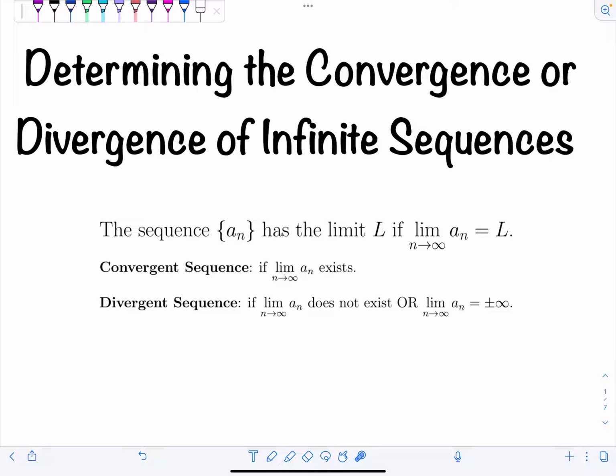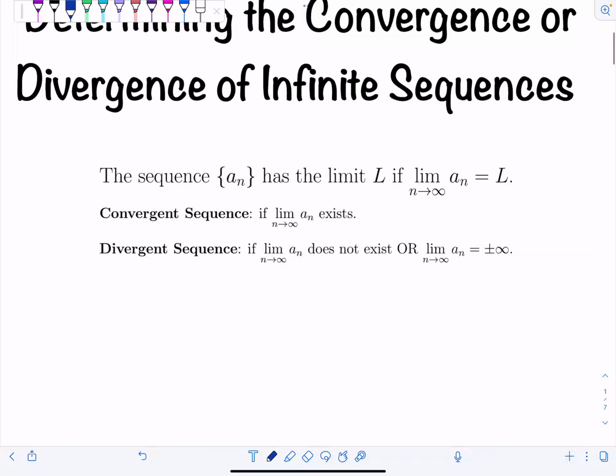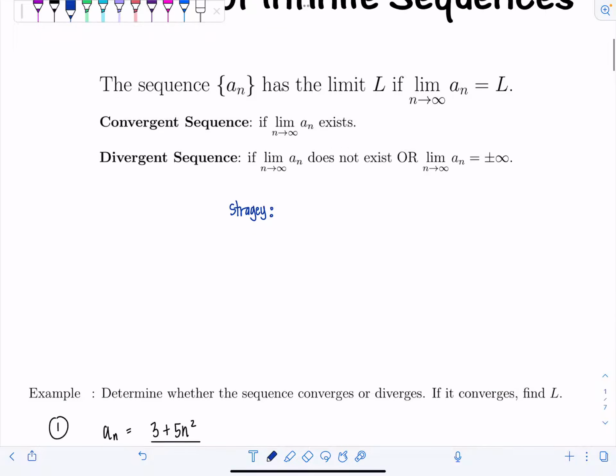Okay? Now, what we need is a strategy because you're going to use a variety of techniques. So let me just bullet some points, things to try. So here's your strategy. First thing, just take the limit directly. So you take the limit as n approaches infinity of a_n directly, and you hope that you get a number, or infinity, negative infinity, or does not exist, and you're done.